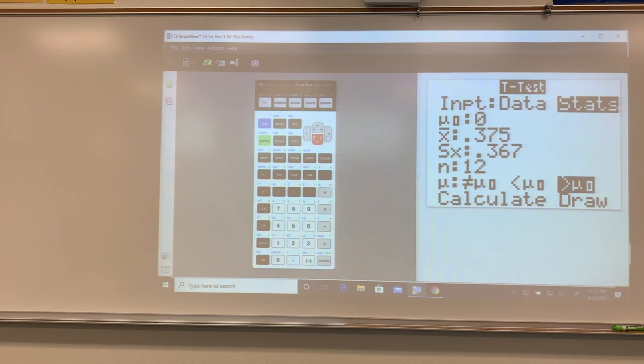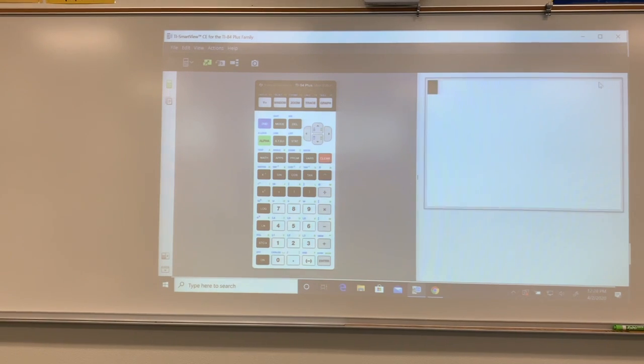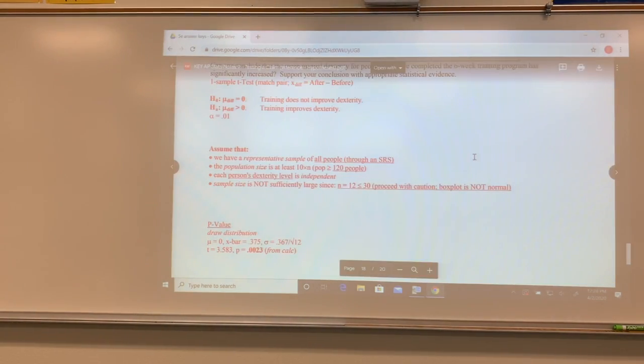And I really like to do draw so they can draw it out. And as you can see there, that quickly does the t-score and the p-value for you. You could do it by hand, like I showed you, or you could go to your calculator and shortcut it a little bit. Okay? All right. Clear that. Great.